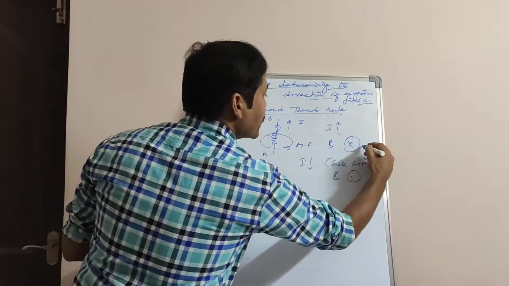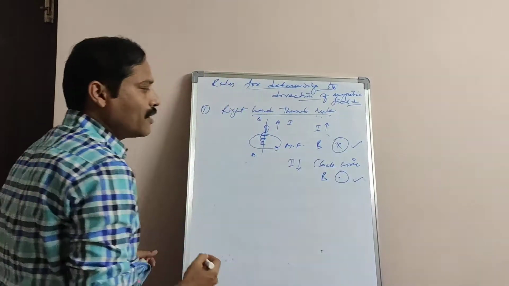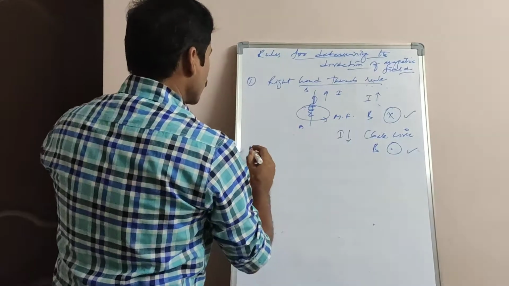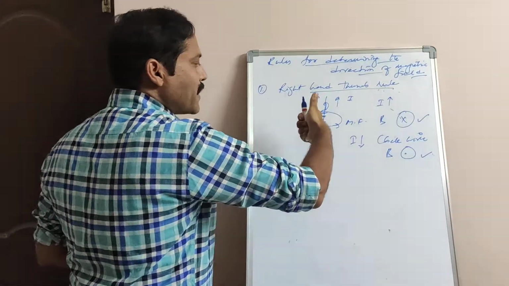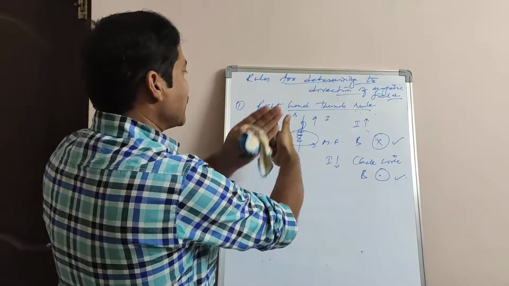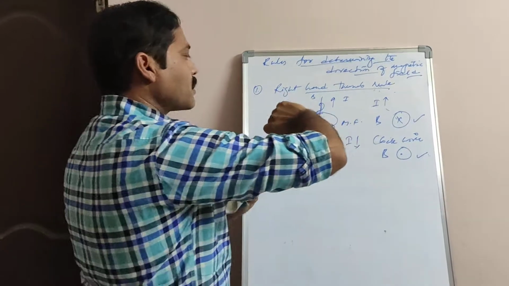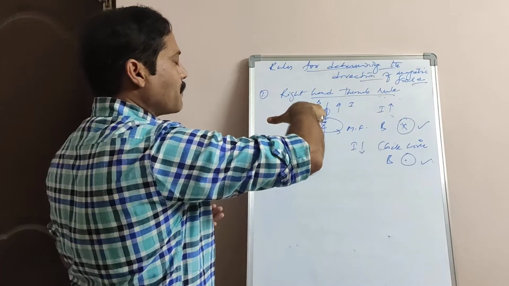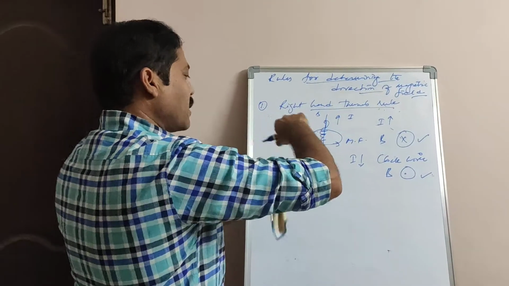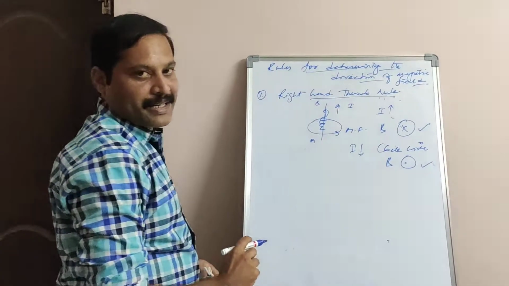Wherever you get the symbol cross, the field is acting into the plane. Wherever you get the symbol dot, the field is acting out of the plane. So you can apply in this manner. When current is upwards, that is anti-clockwise direction, the field acts into the plane. When current is downwards, that is clockwise direction, the field acts out of the plane. Similarly, you can apply like this also. Like that you can identify the direction of the magnetic field.